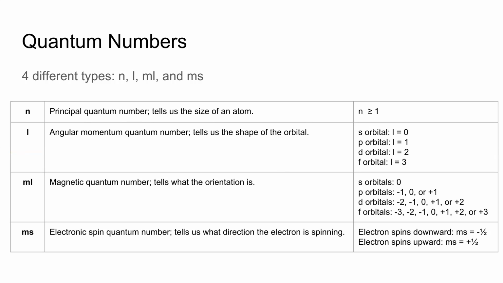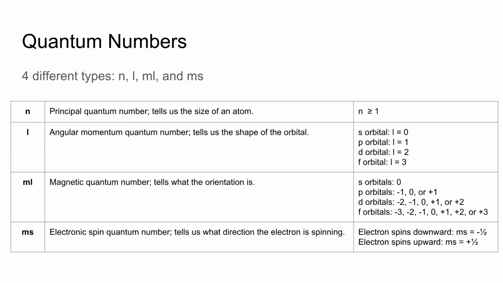For d orbitals, they can have 5 different orientations. So -2, -1, 0, +1, or +2, depending on where that electron is located on the subshell. And for f orbitals, we can have 7 different orientations. So -3, -2, -1, 0, +1, +2, or +3, depending on where that last electron is located on the subshell.